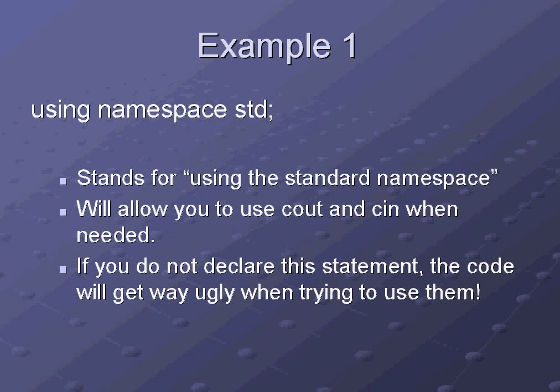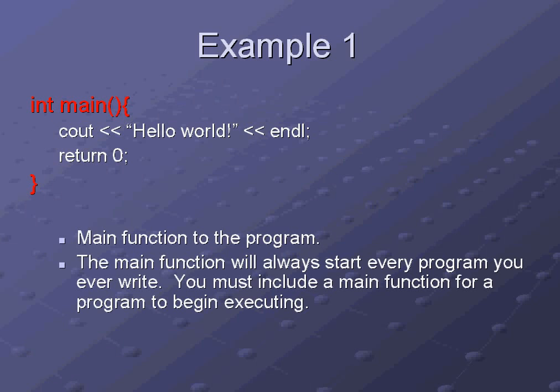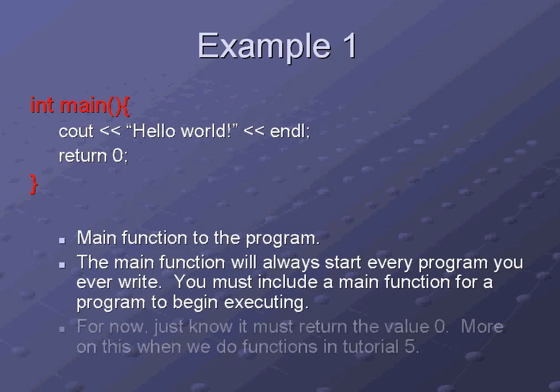So to continue, we have the main function. Now, the main function will always start every program you ever write. You must include a main function for a program to begin executing. If you do not have a main function, the program will not execute. So when you're trying to compile it, nothing will run. And for now, just know that it must return the value 0. More on this when we do functions in a later tutorial.